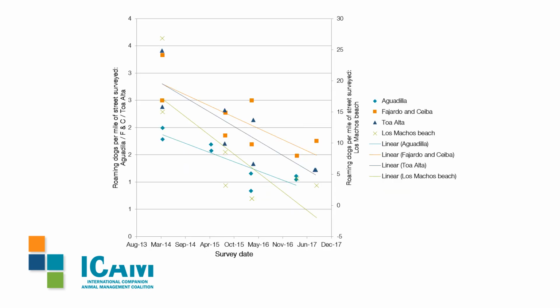Here is another example. This time this is data from Puerto Rico. These are 4 different municipalities in Puerto Rico. Again, they had 1 route per municipality. They've run 4 survey events here, and each time they have run the survey on 2 consecutive days to get a measure of day-to-day variation, and then of course this change in dog density over time. And this is just representing the number of dogs they observed per mile of street surveyed.